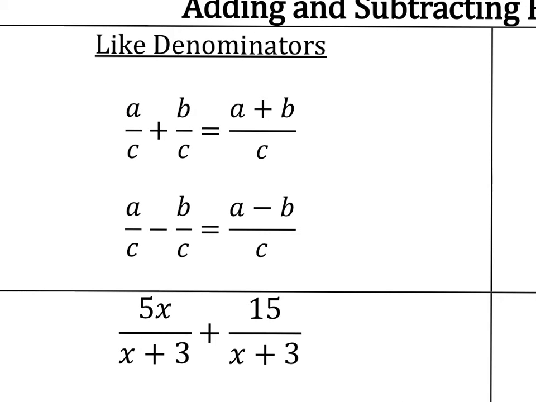Now this third topic here is to add and subtract rational expressions. Now when you have like denominators, what you need to do is take a over c plus b over c and add the numerators and keep the denominator, just like how you would add a normal fraction. And the same thing goes for subtraction.